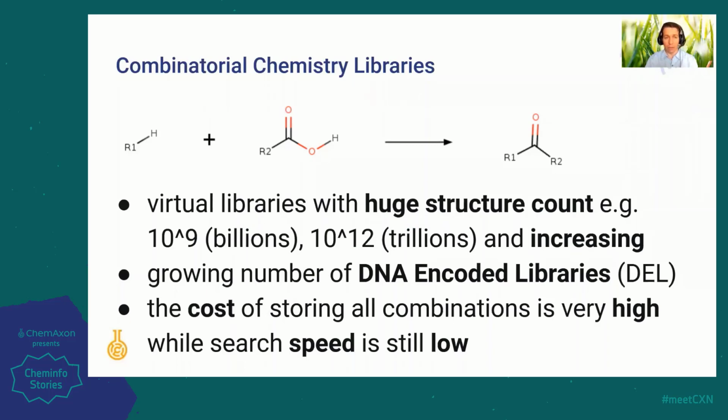There are new and growing combinatorial libraries coming with a huge number of structures, billions or trillions of structures. The DEL technology makes it possible to create these large structures. And although you are able to store them in a traditional way by enumerating that number of structures, it will cost very high, and the search speed can still be very low if you add new structures.